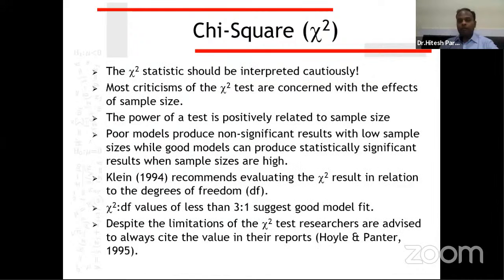So ideally, we require the sample size that we have already discussed. Klein, in 1904, recommends evaluating the chi-square result in relation to the degrees of freedom. He has given this ratio, chi-square divided by degrees of freedom, and this should be less than 3. So even if the p-value of chi-square comes out less than 0.05, it is perfectly okay. Just check the chi-square divided by degrees of freedom. It must come out less than 3.